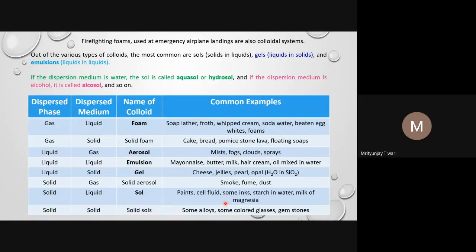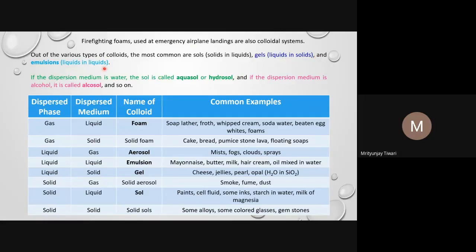Now the firefighting foams used at emergency airplane landings are also colloidal systems. Out of the various types of colloids, the most common are gels, and what is a gel? The dispersed phase is a liquid and the dispersion medium is a solid. So a gel is a colloidal system of liquid in a solid. This is what we call a gel.